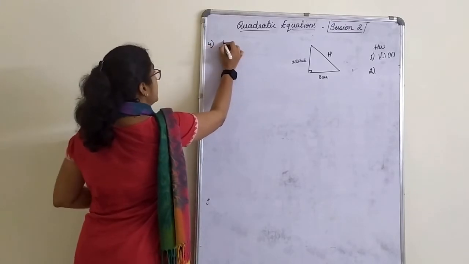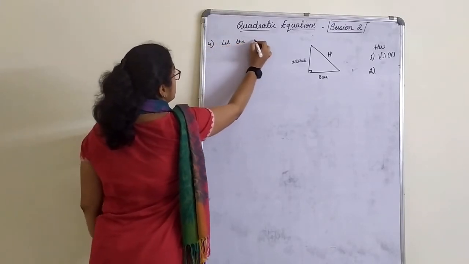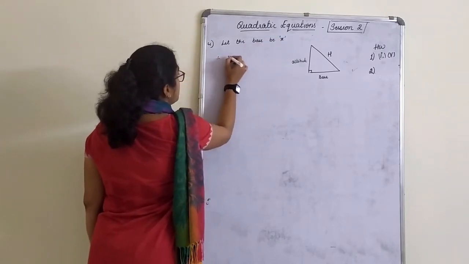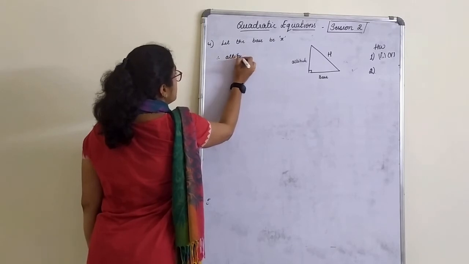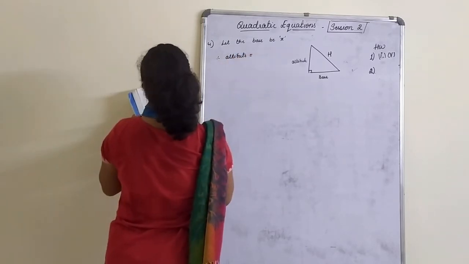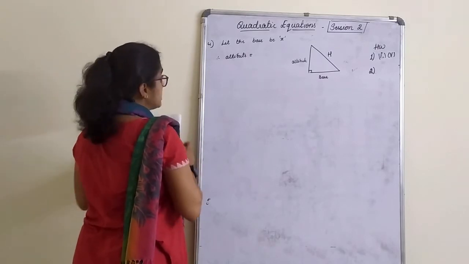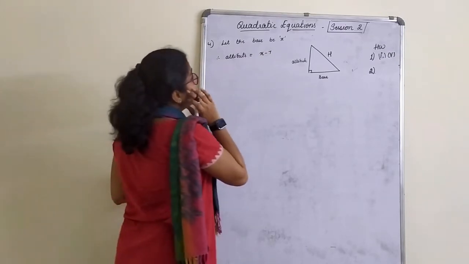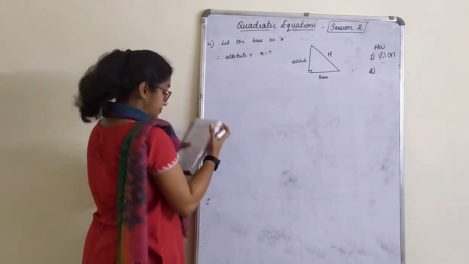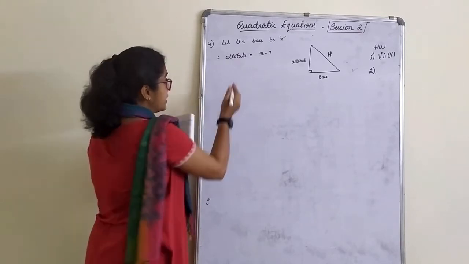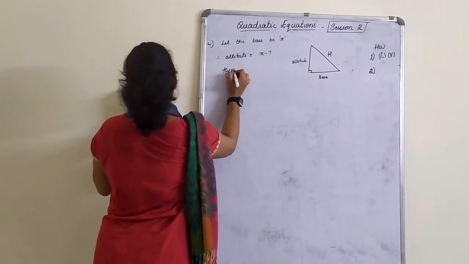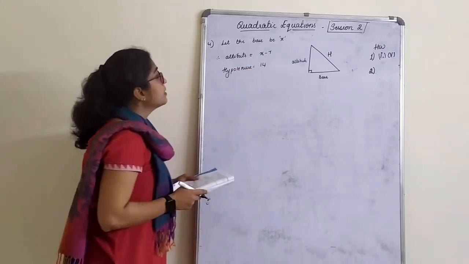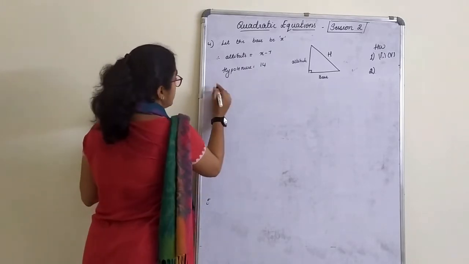Let the base be x. Therefore, the altitude is equal to what they have given, 7 cm less than its base, x minus 7. Next, what they have directly given is the hypotenuse. If the hypotenuse is 14, find the other two sides.